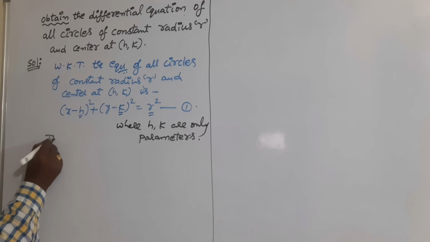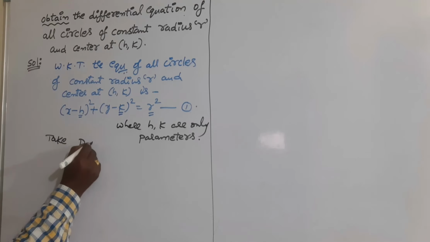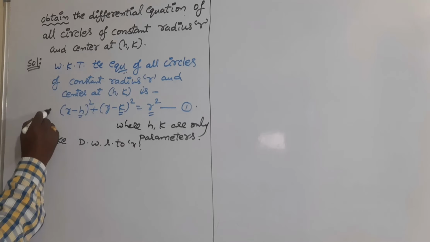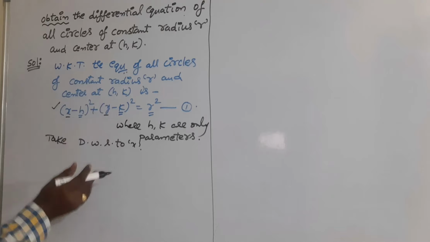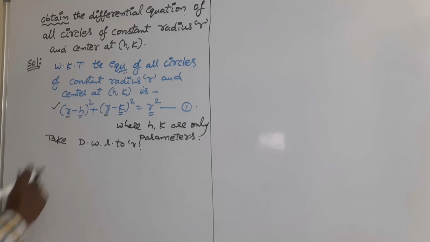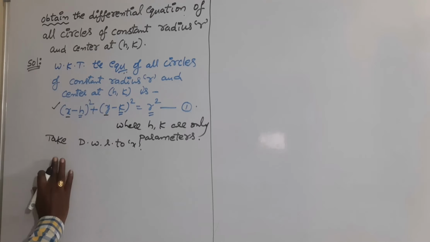Okay, so take the derivative with respect to x. Already I told you, if a given equation contains the variables x and y, automatically we should take x as the independent variable and y as the dependent variable. That's why always we should take the derivative with respect to x only.